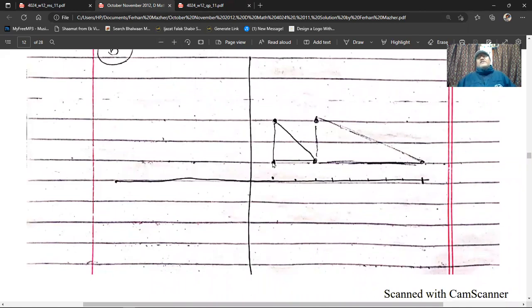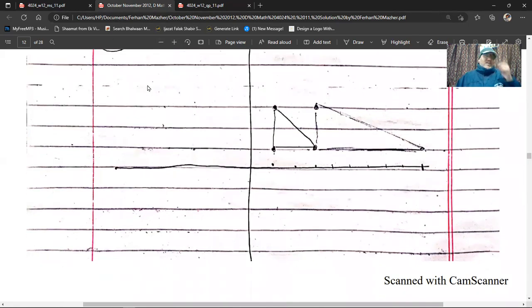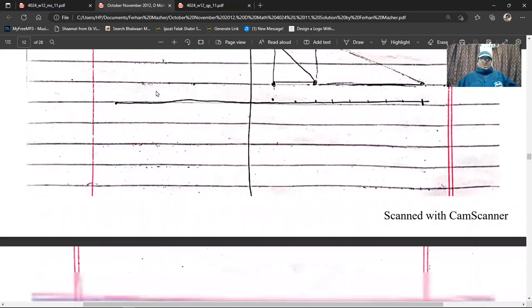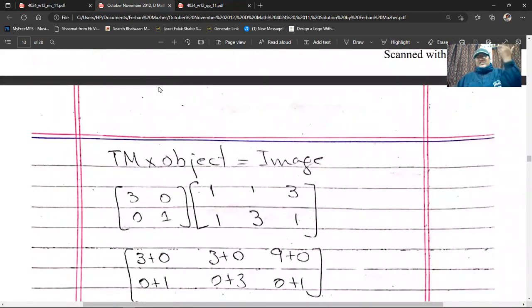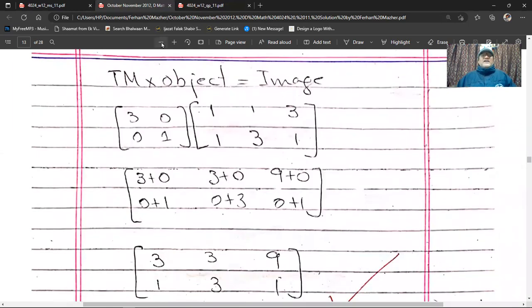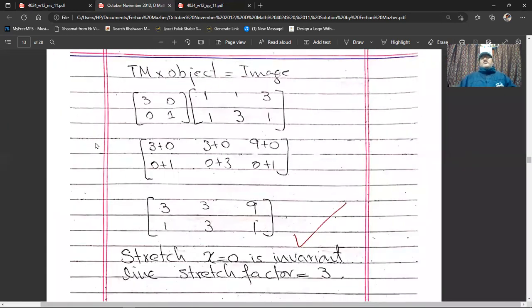The coordinates of the vertices are (1, 1), (1, 3), and (3, 1). Okay, so that's my object, which I just supposed. I have the transformation matrix and I want to tell what it represents. You remember that the transformation matrix multiplied by the object equals the image.